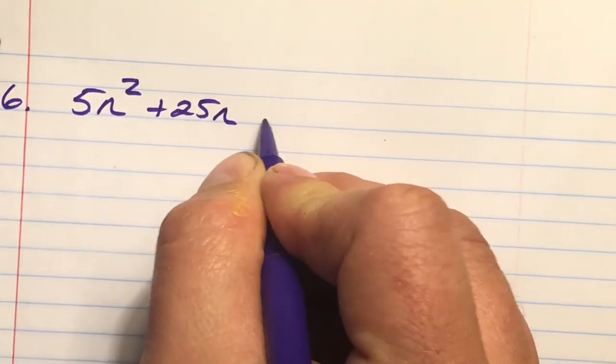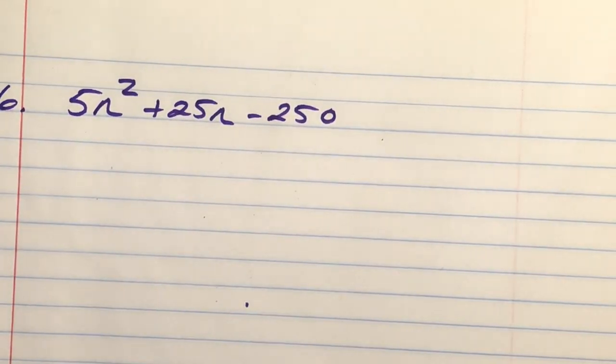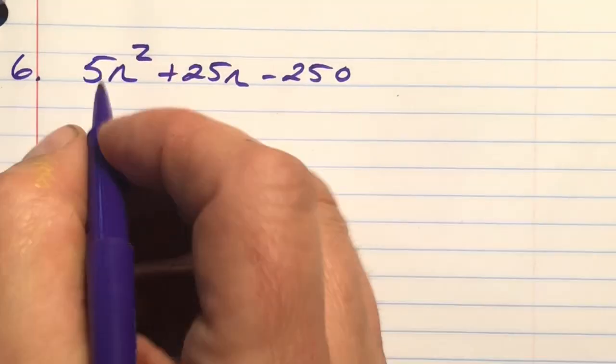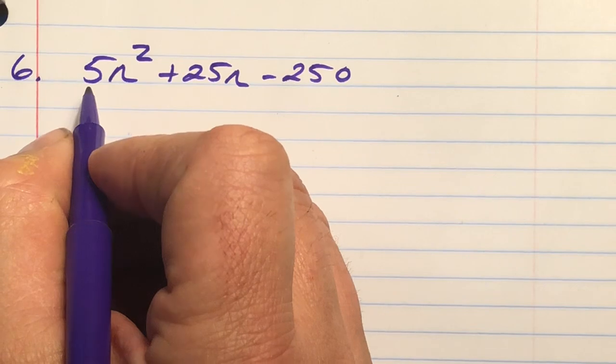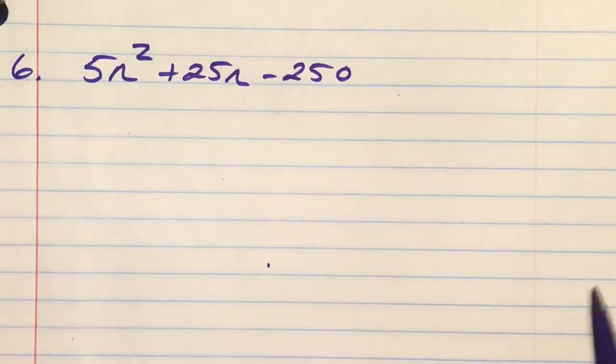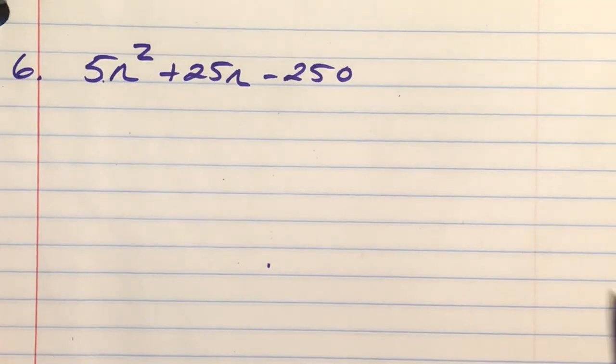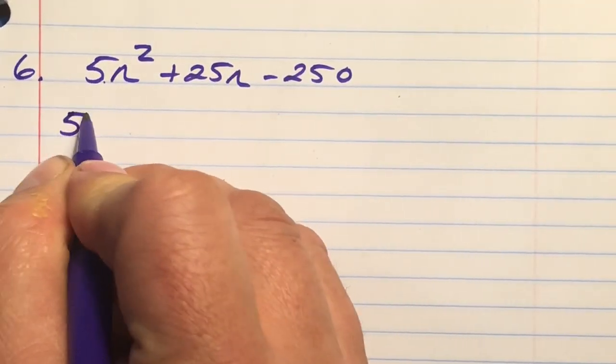Let's look at number 6 from your notes, which is 5n squared plus 25n minus 250, okay? All right, with this one, what do you notice about the a value? In this case, the a is 5. So before you do anything, you can ask yourself, do all three of these terms, 1, 2, 3, have a GCF? And they do, okay? They have a GCF of 5.